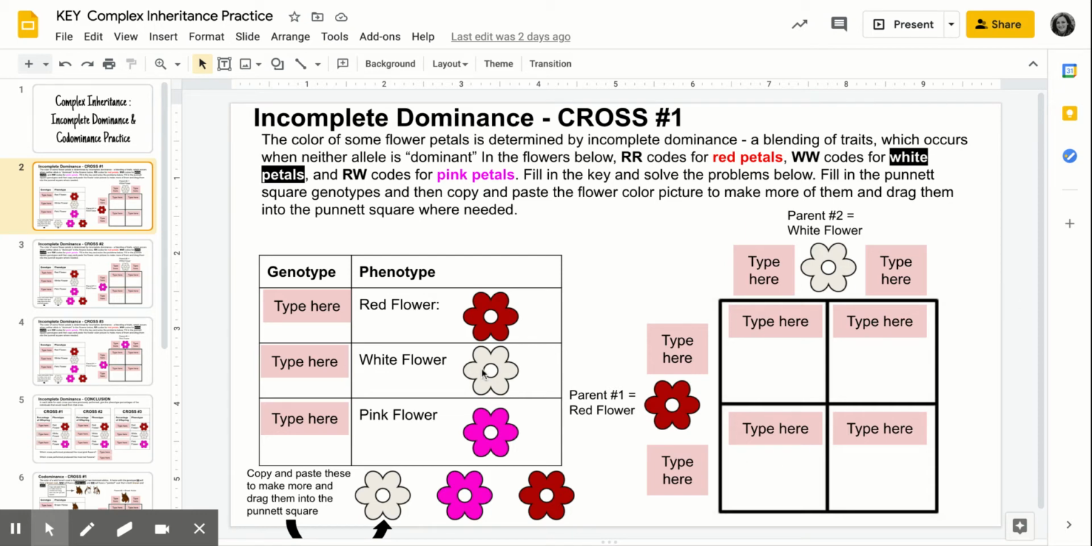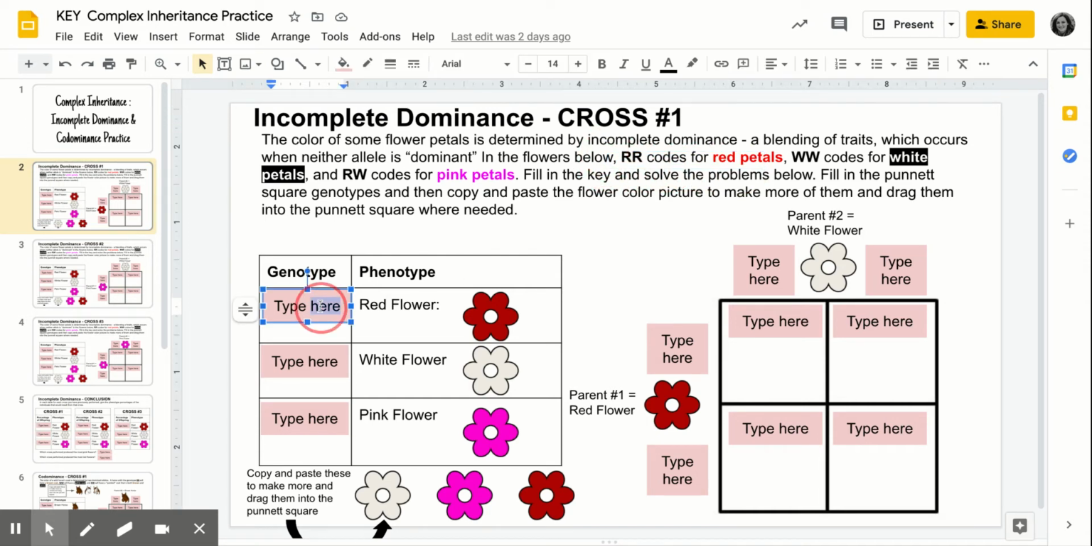All right, so let's do this together. Red flower. Up here, it said big R are red petals. So we're just going to real quick type in the genotype. Big R. White flower is big W. And remember, I'm getting this all from the reading at the top. And then a pink flower is a mix of the two, which is big R, big W.